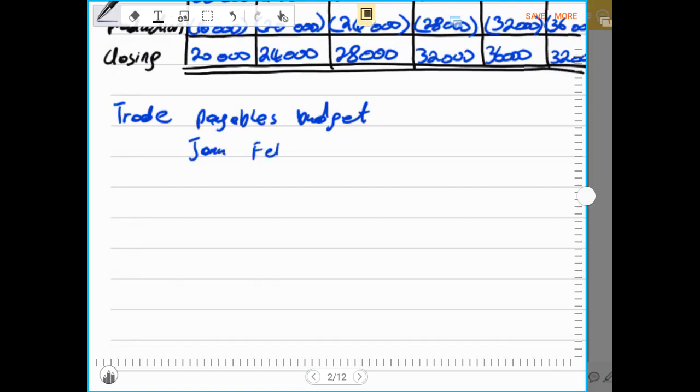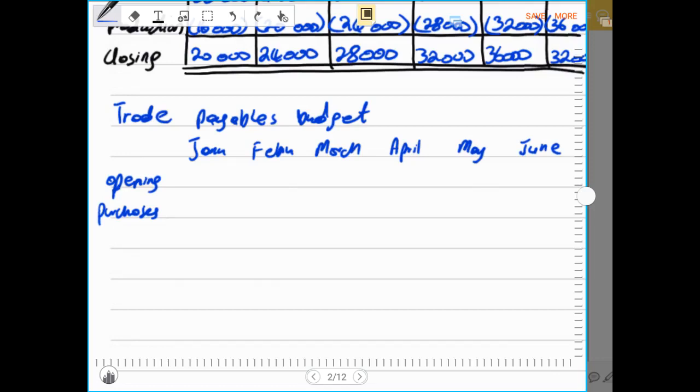January, February, March, April, May, and June. We start with the opening balance. Then after we do our purchases, because we purchase from our suppliers who are called trade payables.